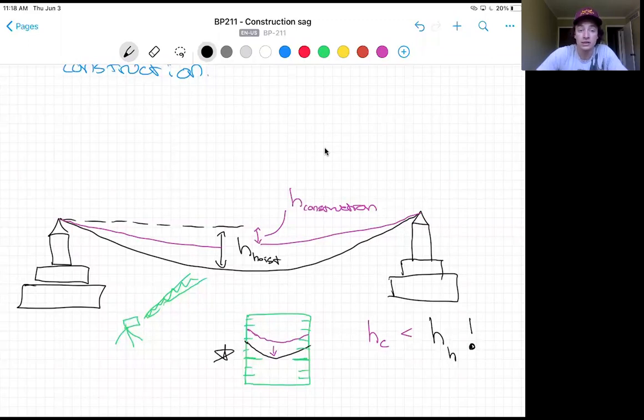Because of this, during construction, cables are high hoisted, more than their proposed hoisting sag, where they then sit for 24 hours to let any stretch leave the cable and dissipate before they're then lowered to their hoisting sag desired position. We'll call this high hoisting value their construction sag.